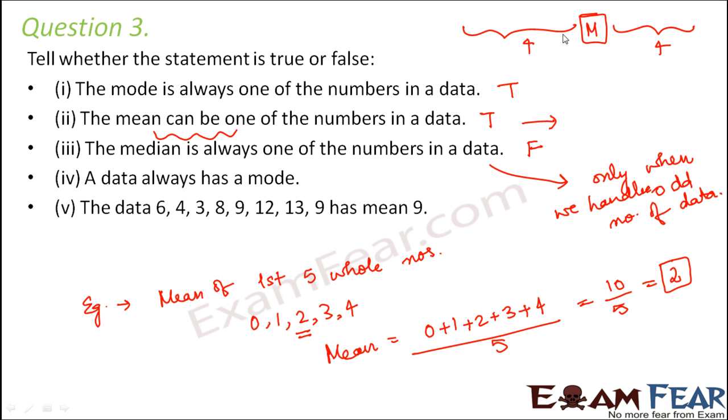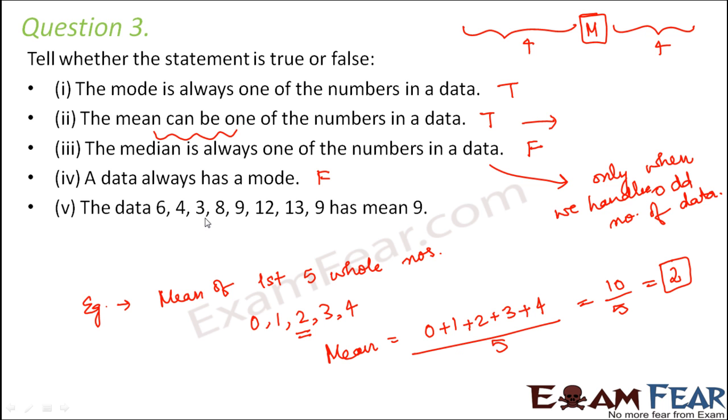A data always has a mode. Well, this is not really true, because you cannot say always. Many times it might happen that a set of data exists where all of them have the same frequency. So there you really do not have the concept of a particular data with maximum frequency. Therefore you cannot say that a data always has a mode.